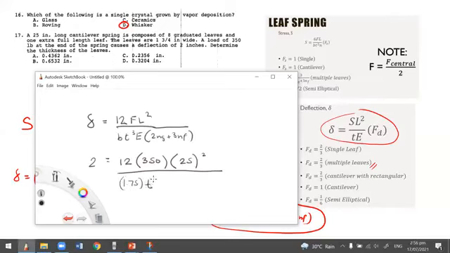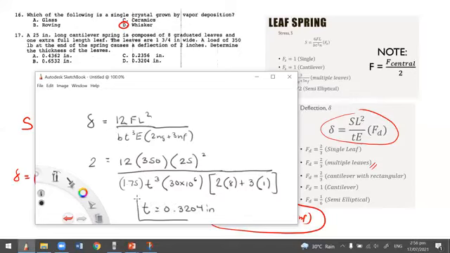Then thickness raised to 3 times E natin is 30 times 10 raised to 6. Then 2NG, so 2 times number of graduated leaves, 8, plus 3 times number of full length leaf, 1. Then pag sinolve natin, makukuha natin thickness is 0.3204 inch. So ganyan lang siya, guys. So the answer is letter D.